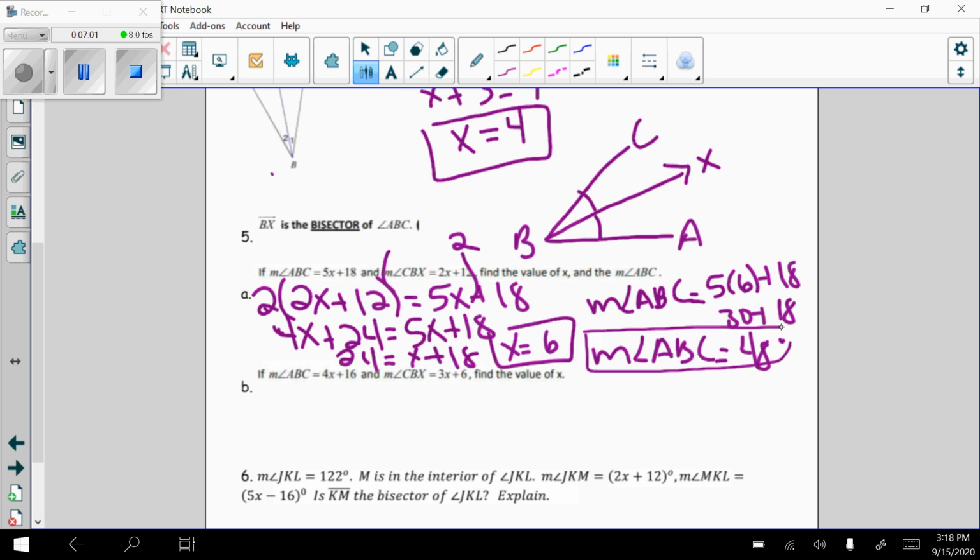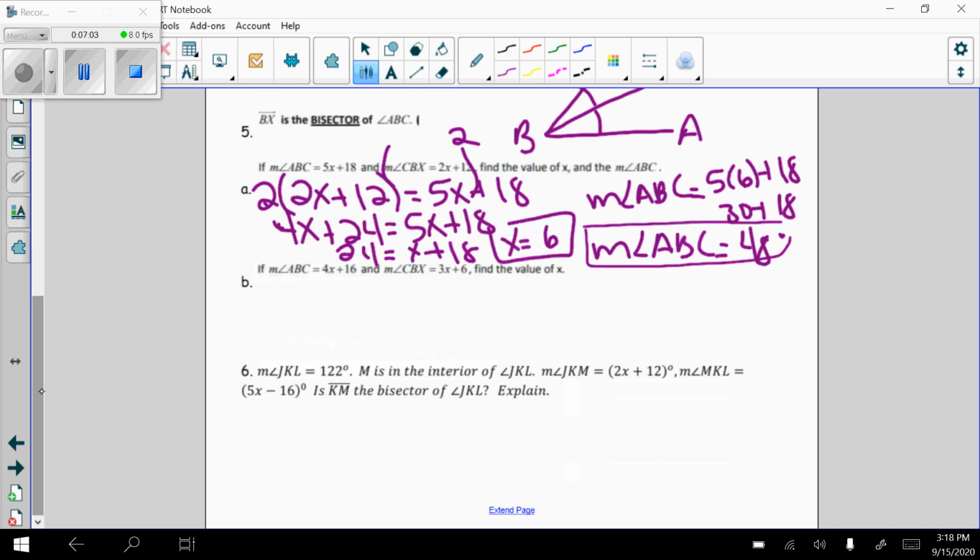All right, so now, as promised on part B, let's look at a different way that we could have done that. So again, this time they tell me that the measure of angle ABC, the great big one, was 4x plus 16. They give me CBX as 3x plus 6. Again, find the value of x. Up here, we said, okay, the angle CBX times 2 equaled the big one. That's one way we can work the problem.